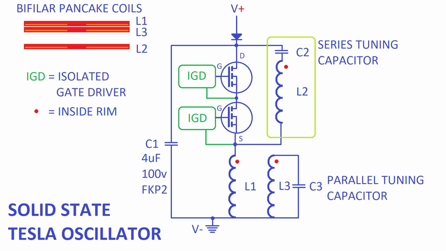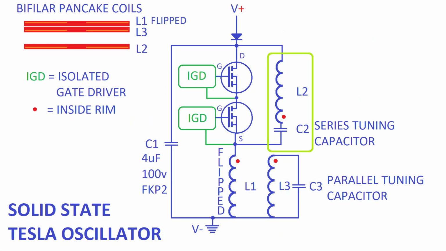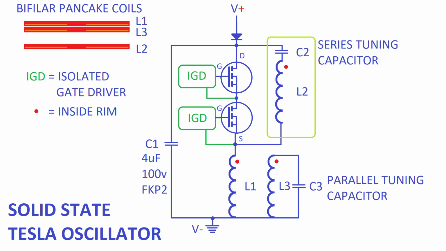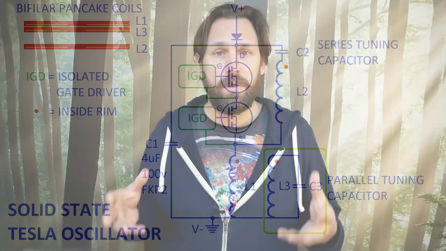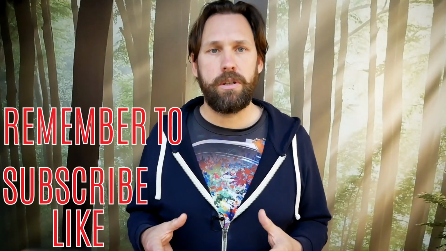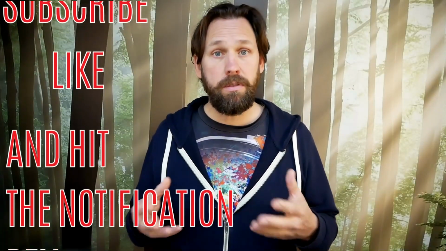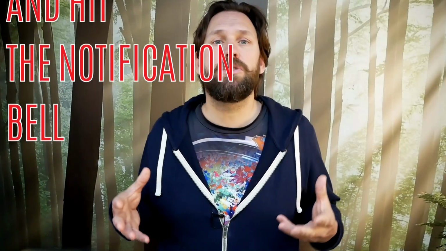The L2 series tuning capacitor can be placed on either side of the L2 coil as long as the capacitor is connected to the inside rim of the coil. L3 is tuned by a parallel capacitor. L3 is also grounded on its outside rim. So all the three coils are resonant on the inside rim, even the L1 coil, as the impulses are resonant half waves.